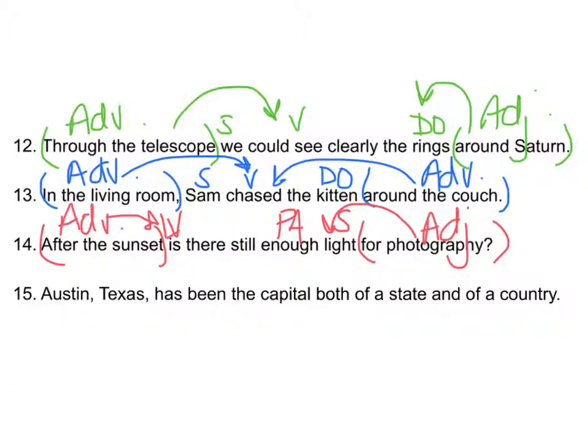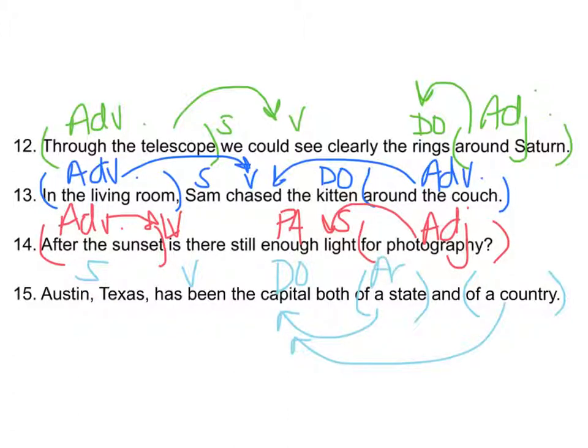Okay, super. Let's do light blue, I guess. Austin, Texas has been the capital both of a state and a country. Of a state and of a country. They're two separate prepositional phrases. Has been is the verb. Austin, Texas is the subject. Austin, Texas has been what? Capital. Direct object. Of a state. It's capital of a state and capital of a country. Both modifying the same thing. They are both adjectival phrases.